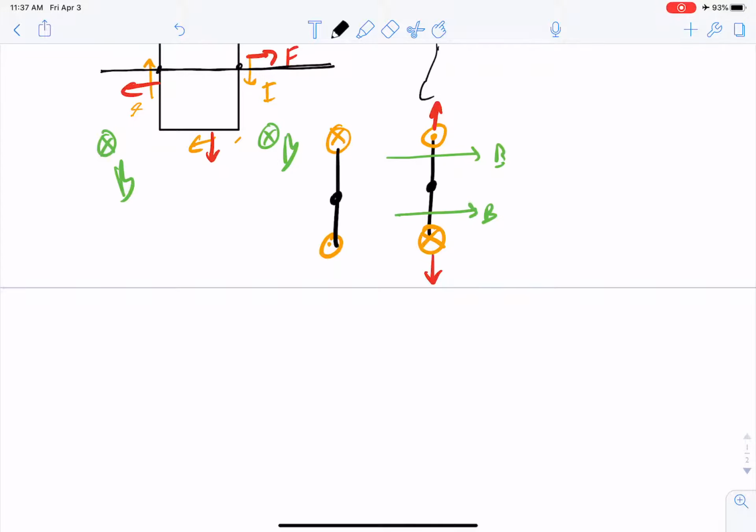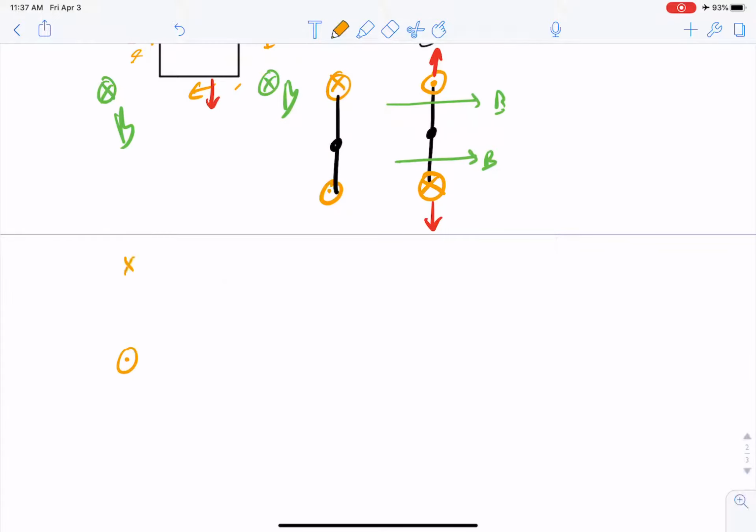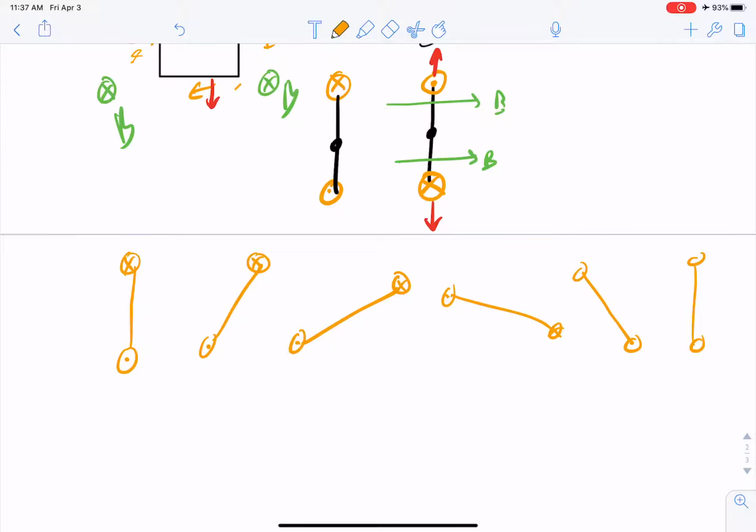So in between, we would have something like this. So it starts like this, a little bit later, it'd be like that. Sometime later, like that. Okay, so that would be the transition.